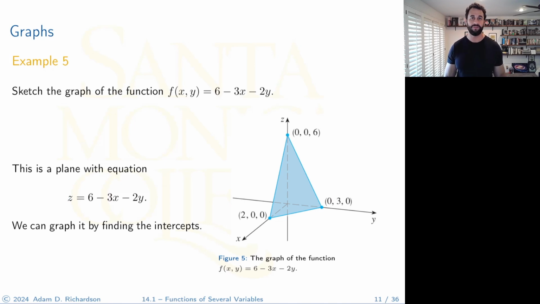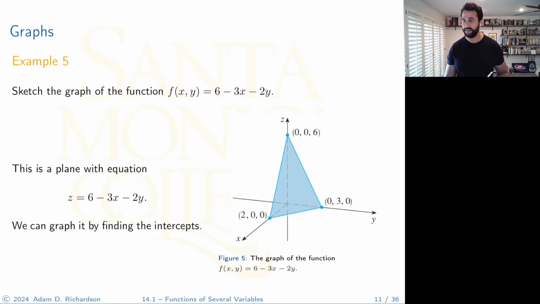And you can graph it by finding the intercepts just like we did back in chapter 12. So 2 is the x-intercept, 3 is the y-intercept, 6 is the z-intercept. And with those 3 points, you can graph the plane. Remember, the plane goes on forever. It's not stopping here. It goes on forever, but we can't depict that. We can't depict forever in a finite space.